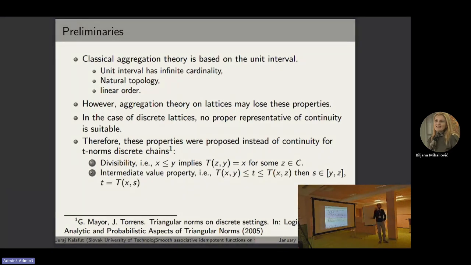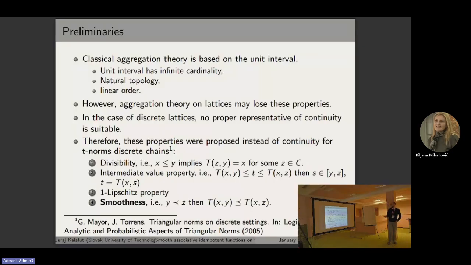Then we have the intermediate value property, which is also known from basic real analysis, so I don't think I have to bother you. Also, one which is property was one of them. It was on the finite chain, so there are some specifics, but I think we all could get the idea. And the last one, which is the most important in my talk, is the smoothness.